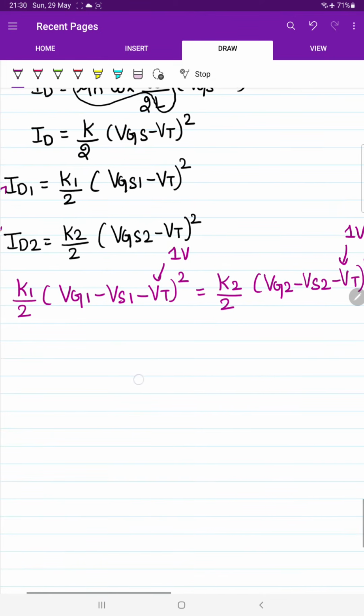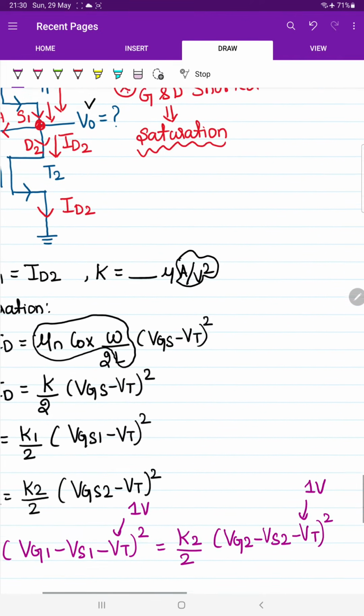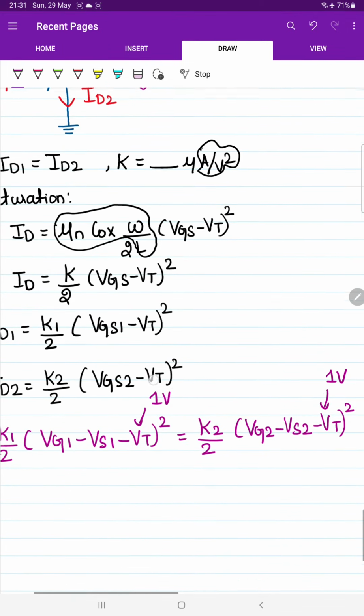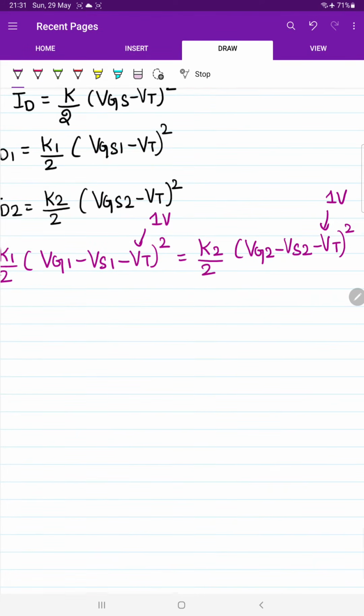Now we have to calculate the value of V0 only, right? So let us come back to the question. See, V0 is connected with the source terminal of the first transistor and the gate terminal of the second transistor, and of course the drain terminal of the second transistor. Yes or no? All these parameters are available at a single point, so all are equal. From this I can say VG2 can be replaced by V0.